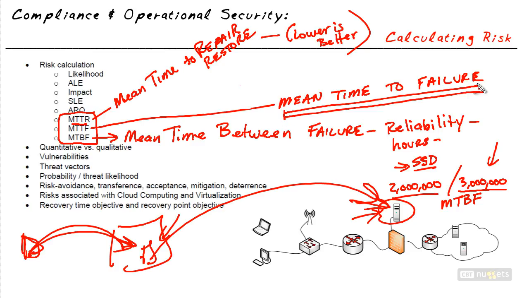So the MTTR, the MTTF, and the MTBF could all be used as inputs for a qualitative assessment, including for estimations of when a component may fail, and if it does fail, how long it might take to restore it back to a functioning state.